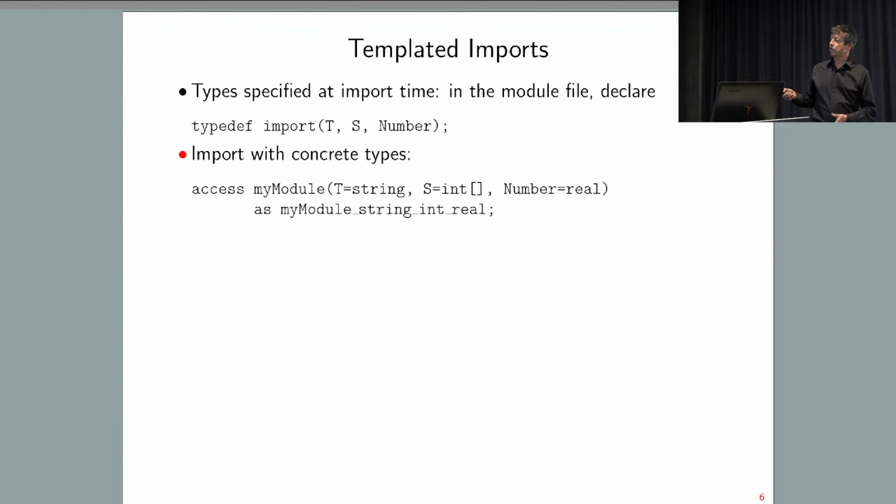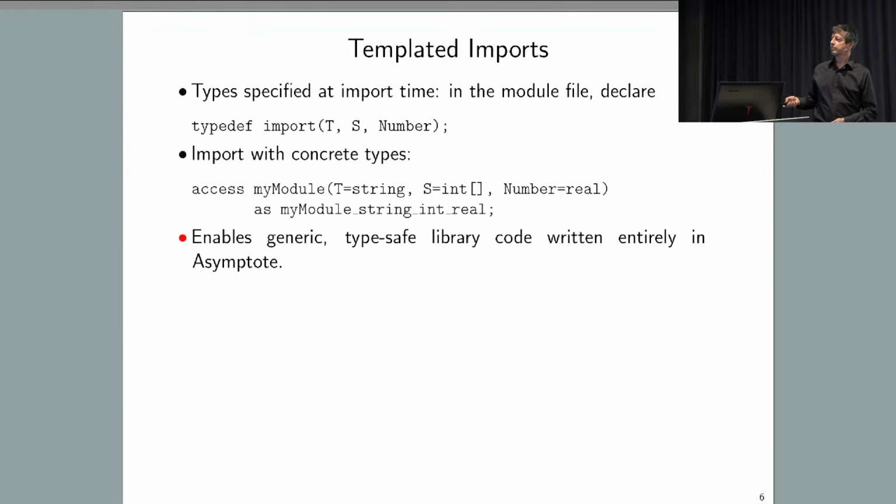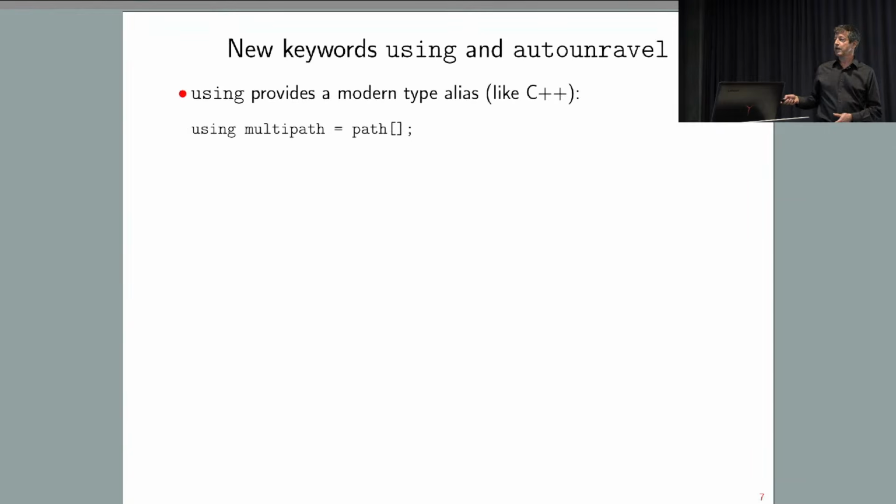But he recommends, as a good practice, that you actually name the module with some indication of what these different types are, because you may have more than one access of a module with different types. So this enables generic type-safe library code written entirely in Asymptote.